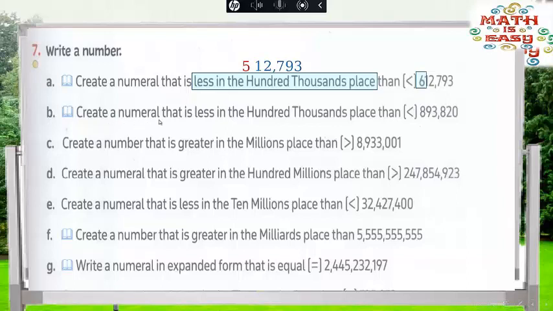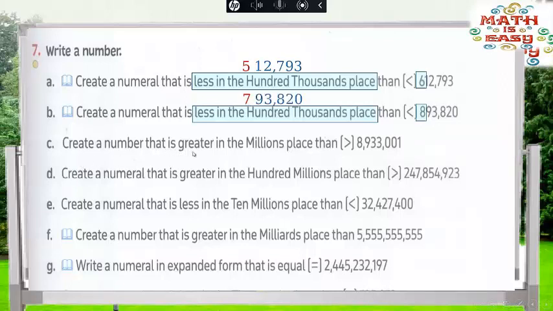Next one, create a numeral that is less than the 100,000th place and gives you this number. Where is the 100,000th place? We have 8. You should write the number before 8. Before 8 we have 7. Write 7 and type all digits without a change. 9, 3, 8, 2, 0.